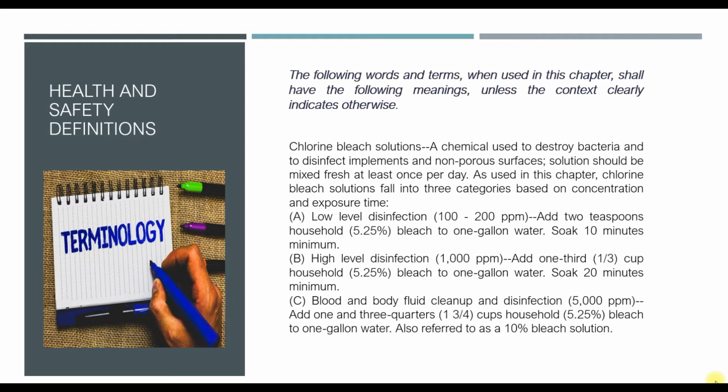B. High-level disinfection, 1000 parts per million. Add 1/3 cup household, 5.25%, bleach to 1 gallon water. Soak 20 minutes minimum.